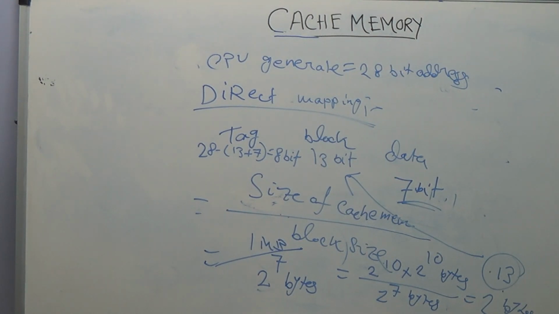So to compute the block, we have to determine the number of blocks present in the cache memory. We get the number of blocks in the cache memory equal to size of the cache memory by block size. Here the size of the cache memory equal to 1 MB and the block size is 2 to the power 7. After calculation, we get the value of the block will be 13 bits and the value of tag will be 28 minus 13 plus 7, that equal to 8 bits.